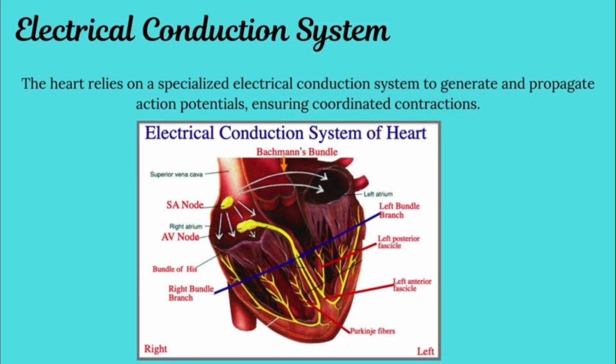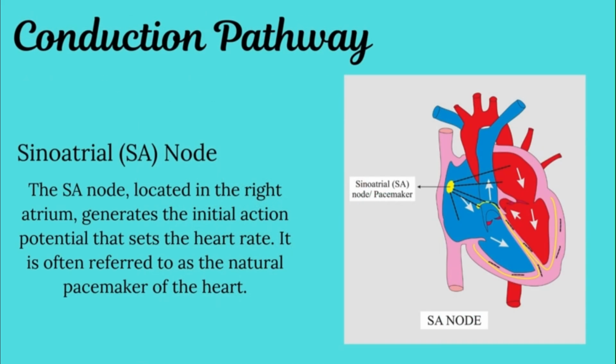Electrical conduction system. The heart relies on a specialized electrical conduction system to generate and propagate action potentials, ensuring coordinated contractions. Conduction pathway. Sinoatrial, SA node. The SA node, located in the right atrium, generates the initial action potential that sets the heart rate. It is often referred to as the natural pacemaker of the heart.